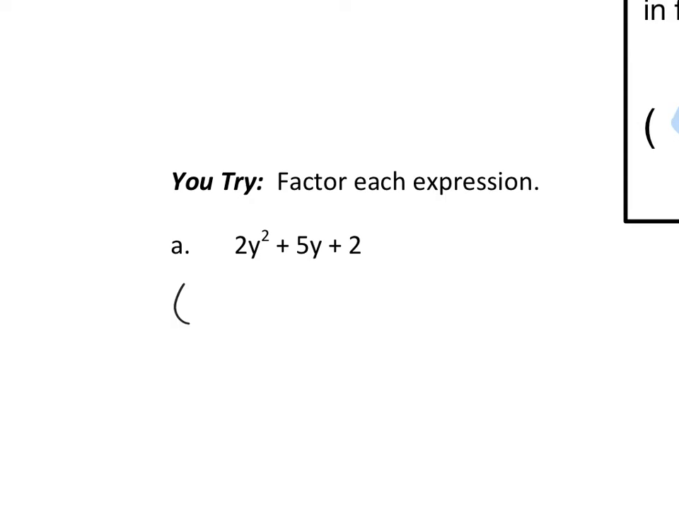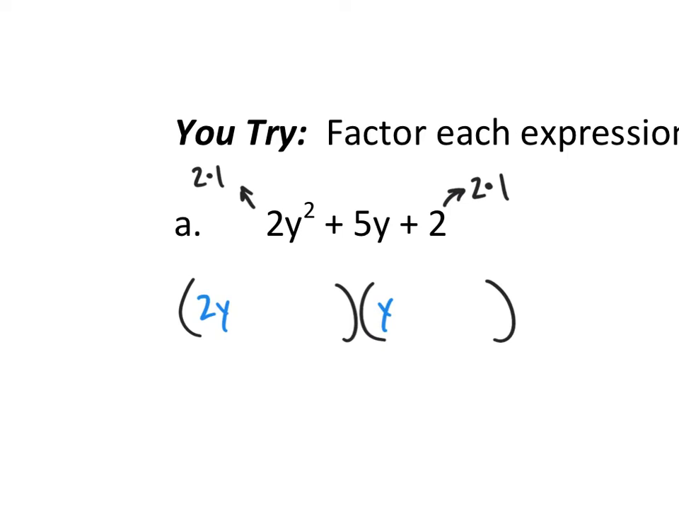Factor each expression. So the way you do this is we're essentially going to list all the ways to get these first guys. The only way to get 2 is 2 times 1. Same thing for this guy. Which means the only possible setup for this one is going to be 2y and y. That's the only way, when I multiply those two together, to get a 2y squared. Because remember, these first two terms have to multiply together to give me this.